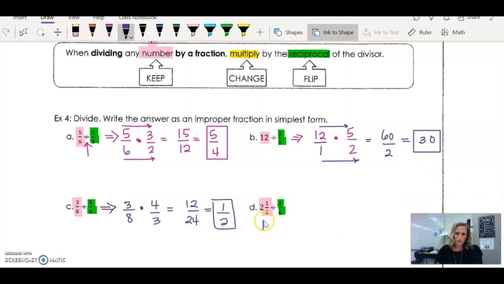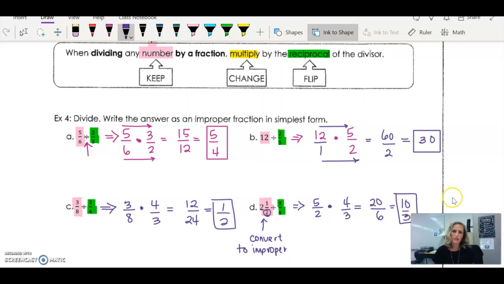And last one, we're going to convert this to an improper fraction. So 2 times 2 is 4, plus 1 is 5. So our new numerator is 5. Denominator stays as a 2. Change to multiplication. Flip this fraction, so that's going to be 4/3. 5 times 4 is 20, and 2 times 3 is 6. Both this numerator and denominator can divide by 2, so I'm going to divide by 2 to get 10/3.